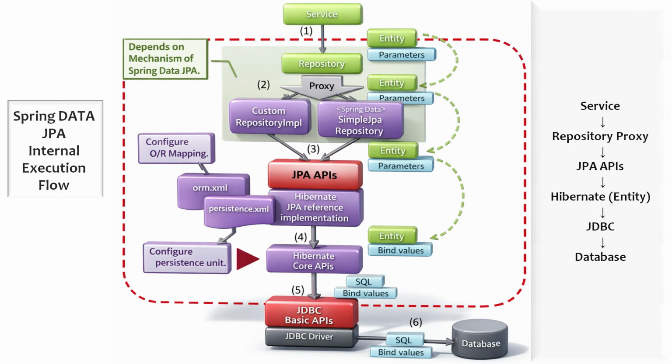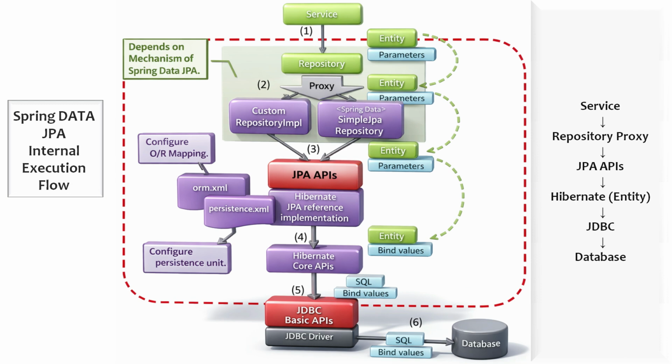Then the JPA API internally calls Hibernate core APIs and passes the required parameters. Then Hibernate will generate the SQL queries based on the method call. For example, if you want to save data into the database, Hibernate will create an insert SQL query and then internally call the JDBC APIs, and the JDBC API will internally talk with the database. This is the execution flow whenever we perform any database operation using Spring Data JPA.